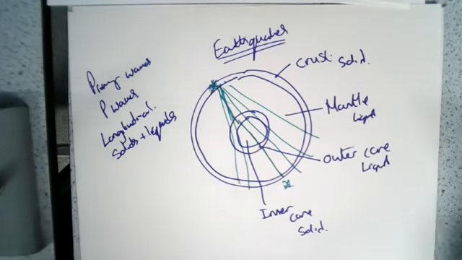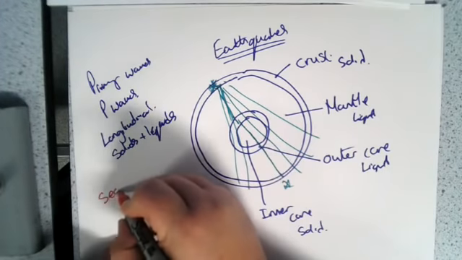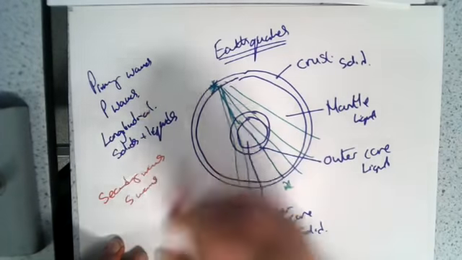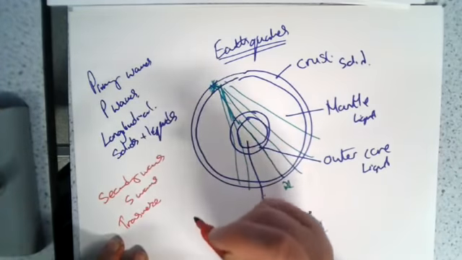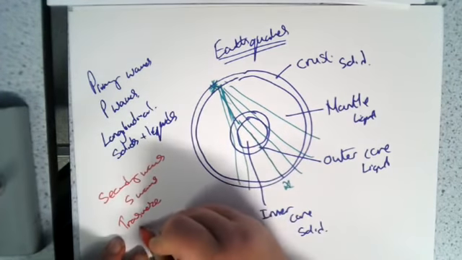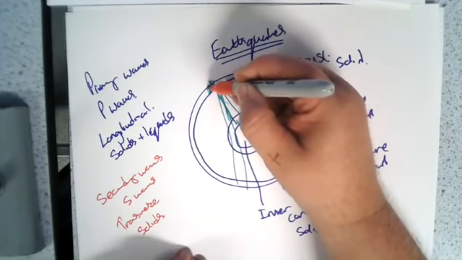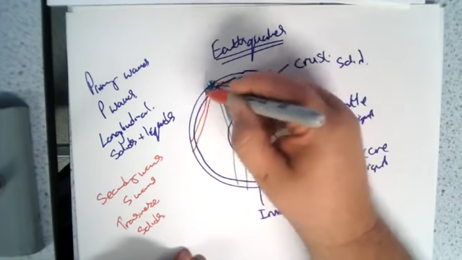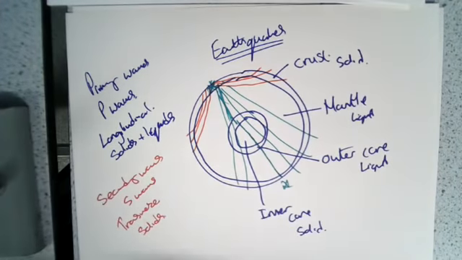Whereas with our S waves or secondary waves, they are transverse, okay? They are slower and they will only pass through solids, okay? So what we actually find, if our earthquake is here, they don't travel as far, okay? And we use that information to work out the structure of the actual Earth.